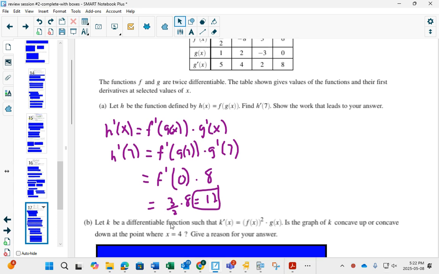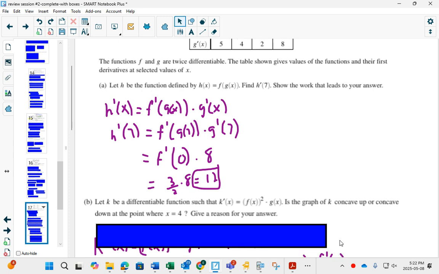K is also a differentiable function, which tells us that k is continuous. K prime of x equals f of x squared times g of x. Is the graph of k concave up or concave down at the point where x equals 4? Give a reason for your answer. This is not where you say, I have no idea, I went concave up because it was a 50-50% chance. That's not going to go over too well.